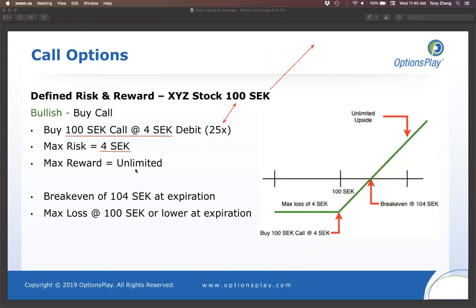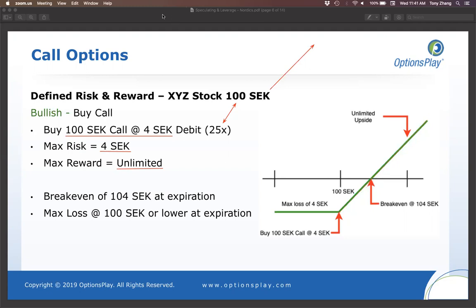So here, as you can see, my max reward is still unlimited. So if I'm correct and this stock moves higher, the higher it moves, the more money I make. So the further to the right it goes, the more money I make on my call option. And there's no limit as to how much money I can make. So if the stock goes to 1,000, I can make a ton of money. And if the stock goes to 0, I only lose 4 crowns. Okay, so that's the asymmetrical risk that in any world we would like to have that call options provide us with.